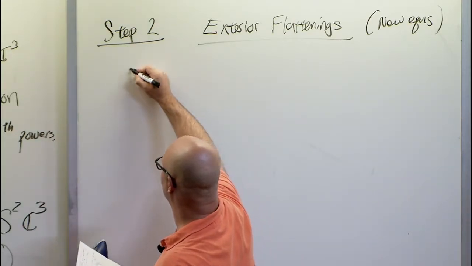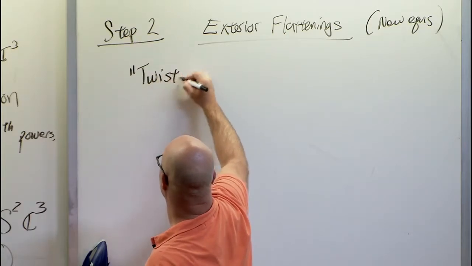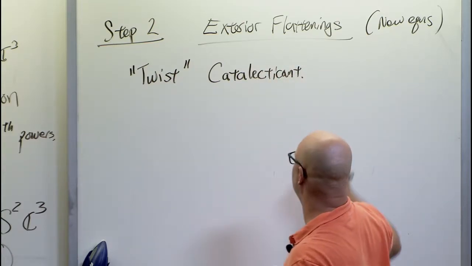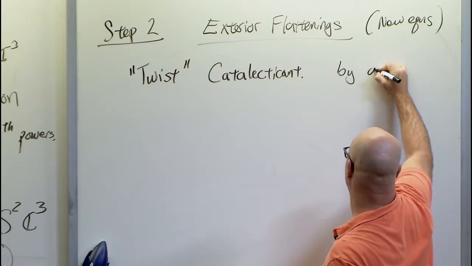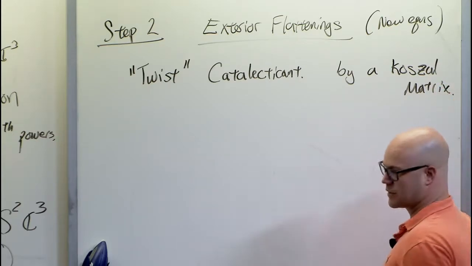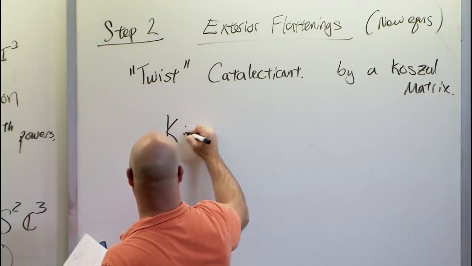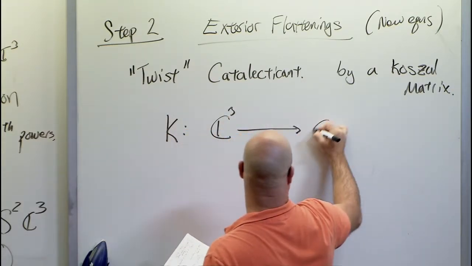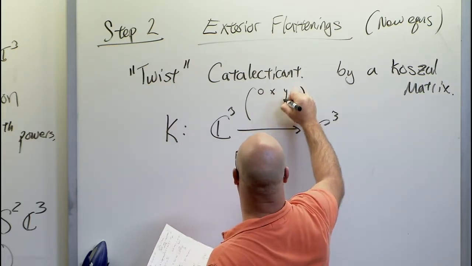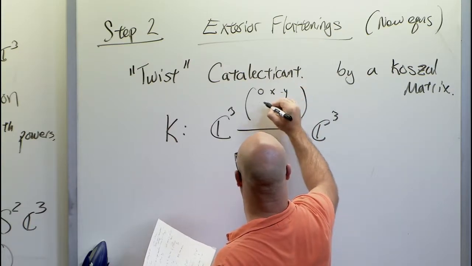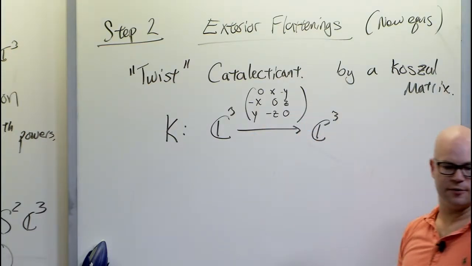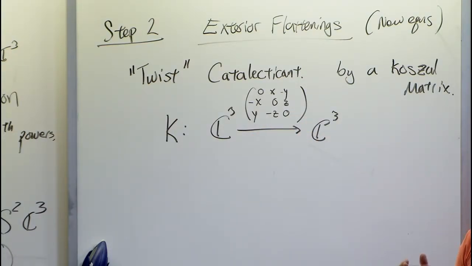So what we're going to do first is twist the catalecticant by the Koszul matrix. Let me remind you of the Koszul matrix I care about. K is going to go from C^3 to C^3. The first Koszul matrix you may have learned is this one: 0, x, y, z, put a minus sign here, 0, 0, minus x, y, minus z. This beautiful 3x3 skew-symmetric matrix depends on 3 variables, x, y, and z.